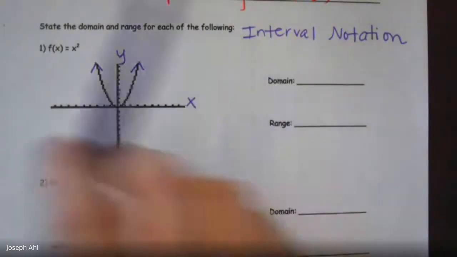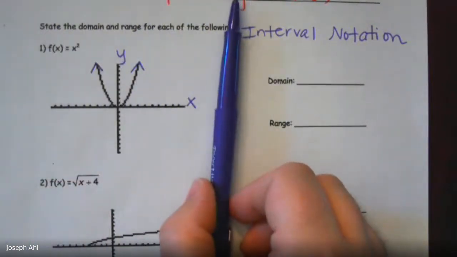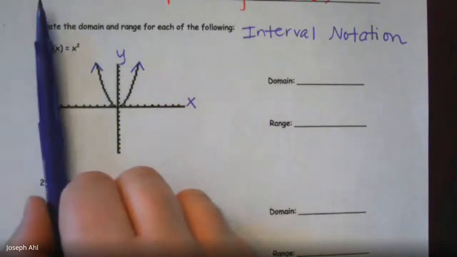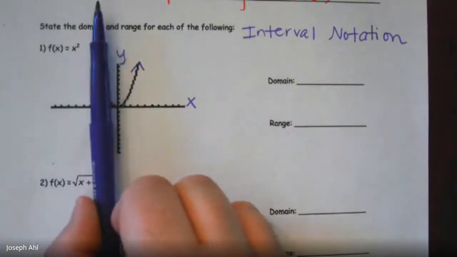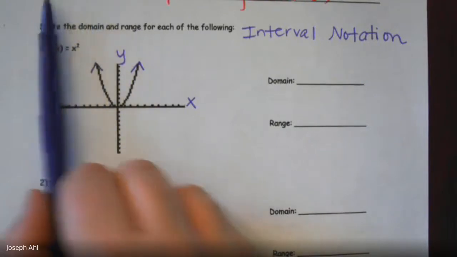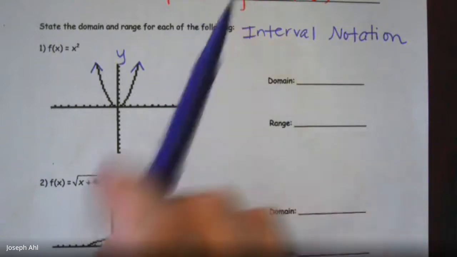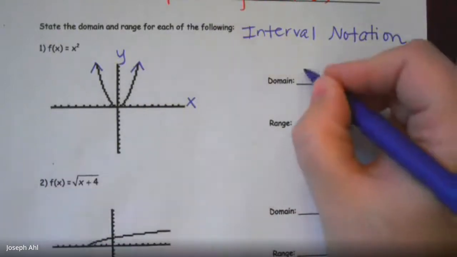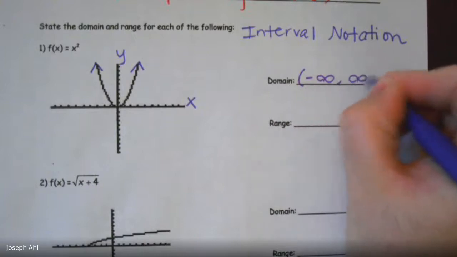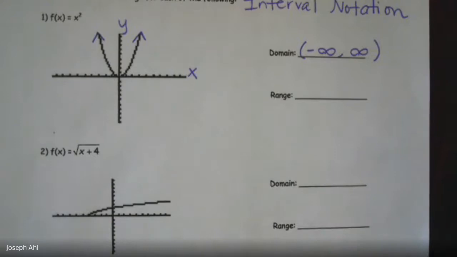When I think about domain, I always scan the graph from left to right along the x-axis, and then looking at the graph, determine what x values this graph is defined for. Well, I'm hoping you see based on these arrows that this graph is going to go to the left forever, and it's also going to head up and to the right forever and ever and ever. So how do we express forever and ever in math language? Well, we would say that the domain is all real numbers, which in interval notation is negative infinity to infinity. You always, always, always will use parentheses around infinity.